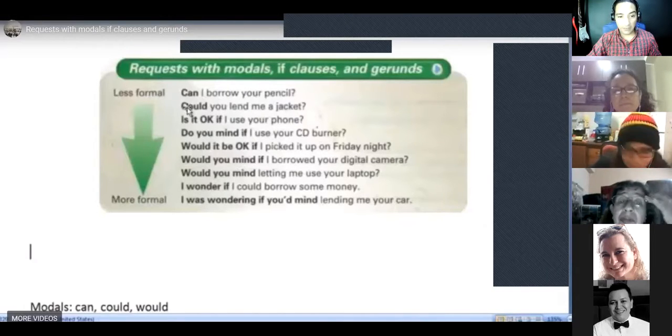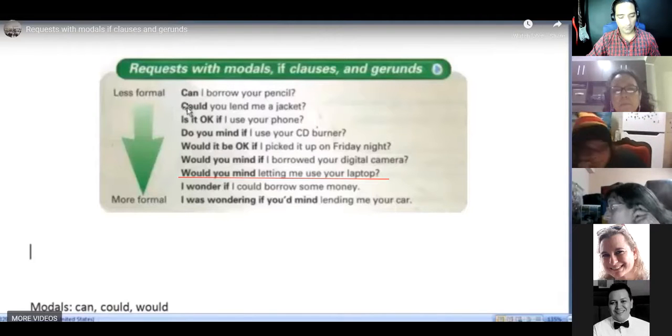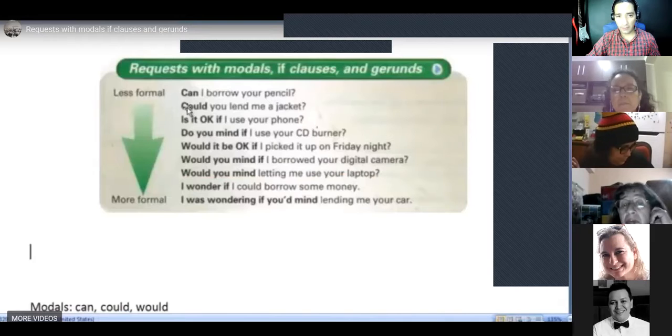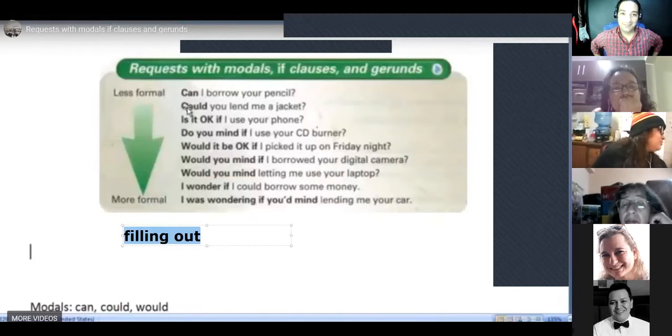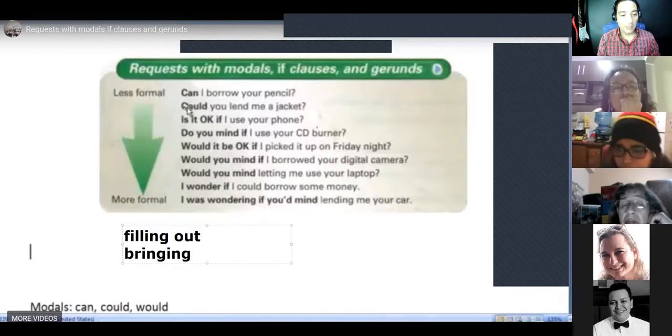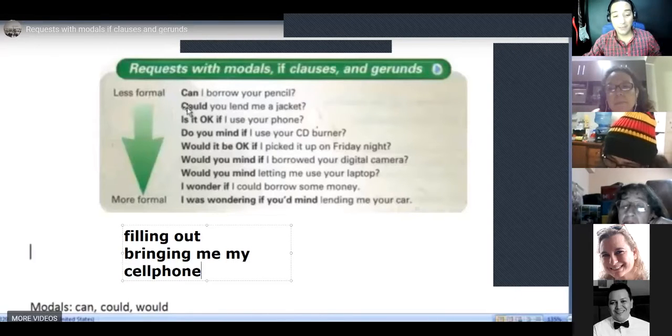Okay, let me see, Violeta, could you give me an example using the gerund? Okay. Would you mind letting me in to the session? Change the verb. Okay. Would you mind bringing me your cell phone? You're talking to your daughter or your son, right? Hey, would you mind bringing me my cell phone, please? Thank you. Okay, so this is more polite, and that's the point.